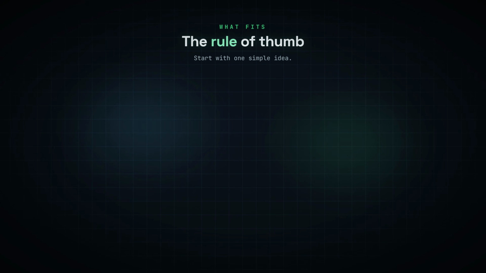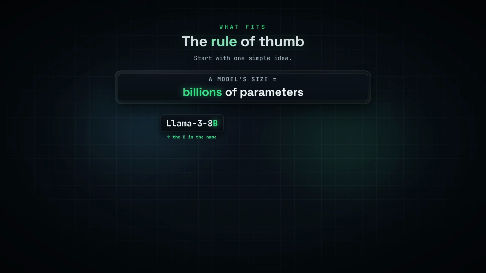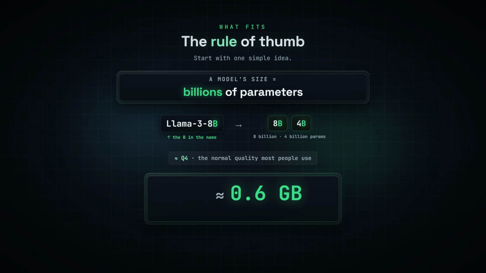So here's the simple rule of thumb for what fits. A model size is measured in billions of parameters, and that's the B you'll see in the name, like an 8B model or a 4B model. And very roughly, at the normal quality setting most people use, a model needs a little over half a gig of memory for every billion parameters.